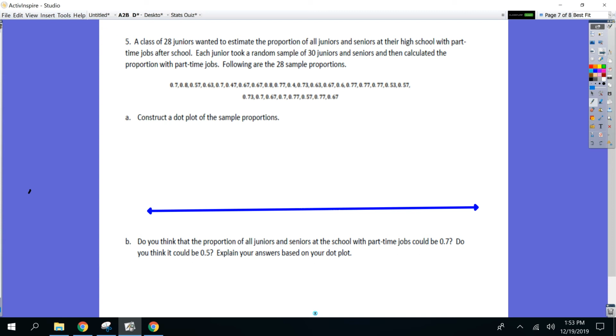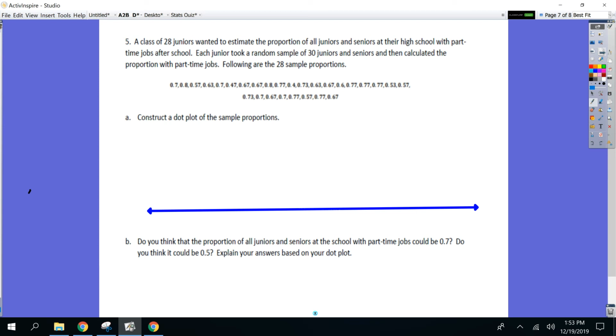I tell Pat, get out there in the hallway, grab 30 juniors and seniors and see how many have part-time jobs. He comes back. Out of the 30 I surveyed, 70% have part-time jobs. That's why there's the 0.7 here. Good? Everyone good? I tell Spencer, get out there. Survey 30 kids. Come on back. He says, well, out of the 30, 80%.